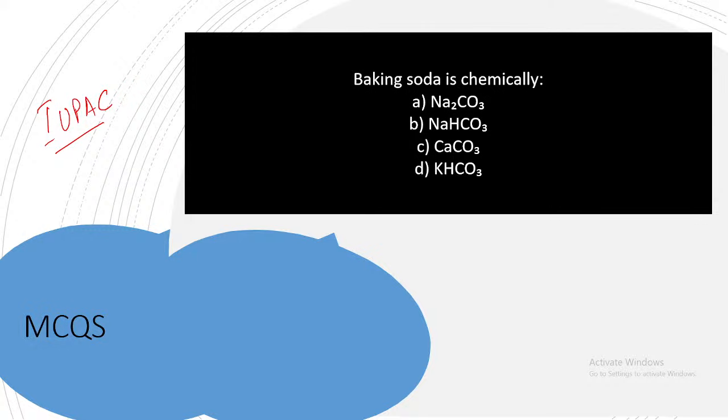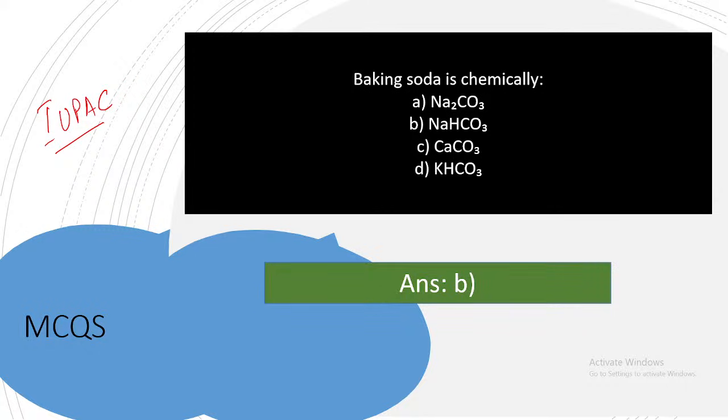Baking soda is chemically: sodium carbonate, sodium bicarbonate, calcium carbonate, or potassium bicarbonate. Many of you have written sodium bicarbonate, that is option B. Yes, that's the correct answer. So baking soda is nothing but sodium bicarbonate.